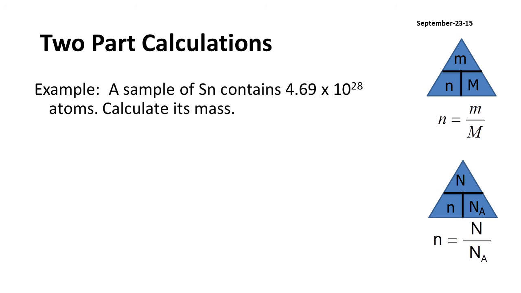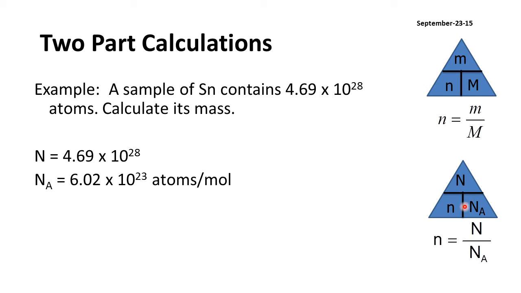So what do we know? Well, we know that we have 4.69 times 10 to the 28 atoms of tin based on that question. We also know the number of atoms per 1 mole with Avogadro's number, which is 6.02 times 10 to the 23. And we can also look at tin on the periodic table and find its molar mass, which is 118.69 grams per mole. So ultimately, the end goal is going to be to calculate mass, so we're going to look to find this lowercase m up right here in this formula. So that's what we're trying to find, m.